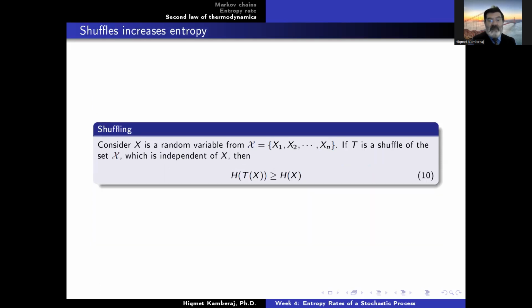Now, another theorem, which is accepted without proof here, is the shuffling. Consider X a random variable from the set chi, X1, X2, up to Xn. If T is a shuffle, so any function, for example a permutation of the indices, of the set chi, which is independent of X, then the entropy of the shuffled sequence increases. So it is greater or equal to h of X.